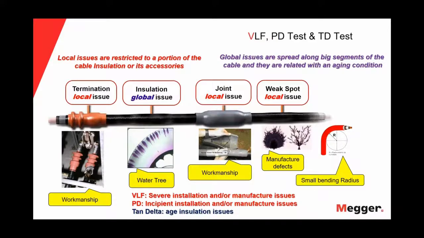So depending on what problem we are dealing with is the test we will choose. For instance, if we are dealing with severe installation or manufacture issues, we can use the VLF test. If we are looking for incipient installation or manufacture issues, we can use the partial discharge test. And if we are looking at all cables and we want to know which cables are the oldest in my population of cables, we can use the tan delta test. So depending on what we are looking for is the test we need to choose.